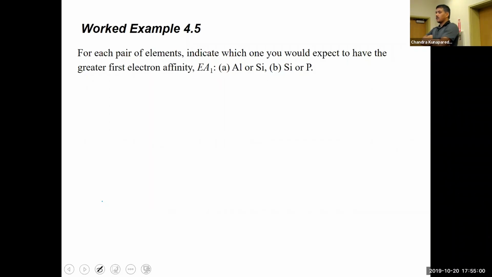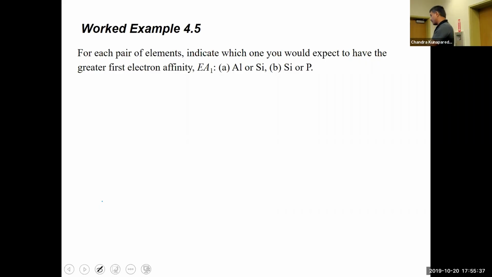Okay, let's discuss a couple examples here. For each pair of elements, indicate which one you would expect to have the greater first electron affinity value. To have the higher electron affinity values, you need to know the trends again. Electron affinity values increase from left to right, right? But electron affinity is a little bit challenging because you also need to worry about electronic configurations as well.